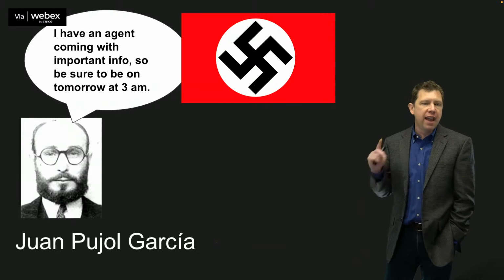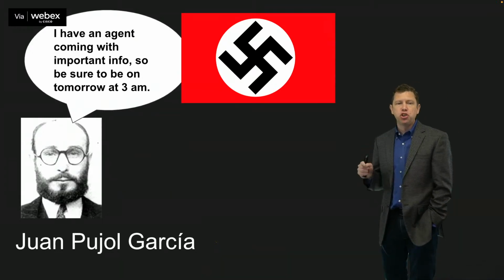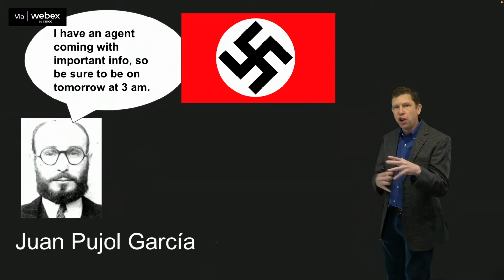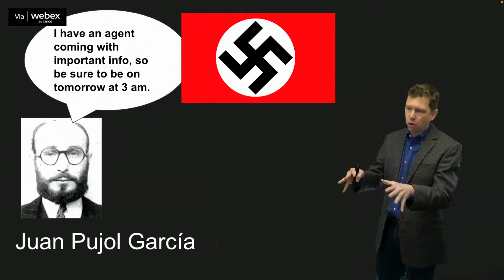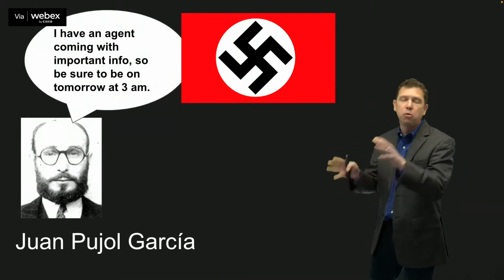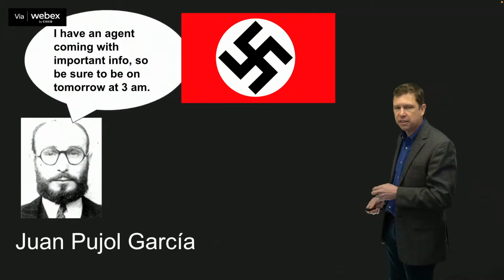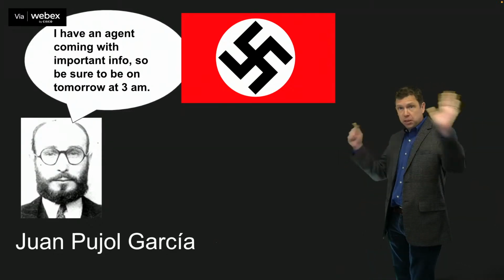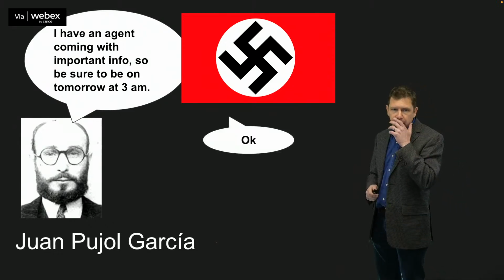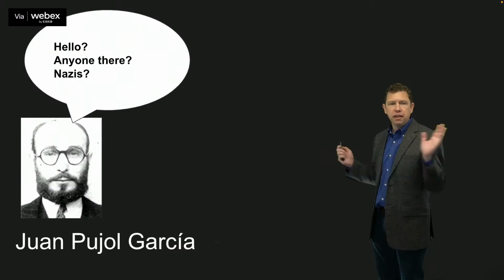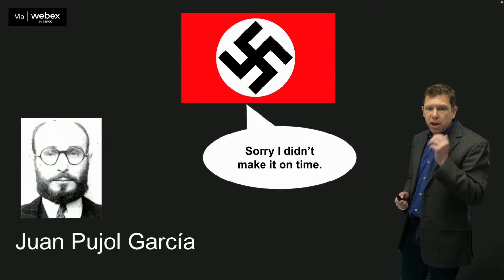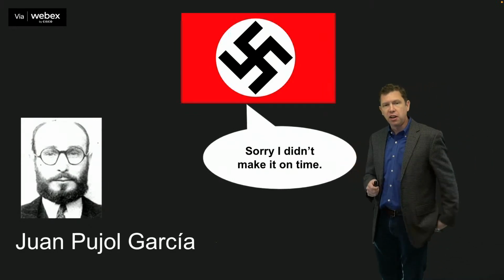Pujo says, I have an agent coming with important information, so be sure to be on tomorrow at 3 a.m. He sent that information. This was very carefully calculated around the time before storming Normandy of how they were going to give information that was true, but in ways that were useless, that would mislead the Nazis. For some inexplicable reason, no one knows, the Nazis actually did not show up at 3 a.m. So they say they're going to show up next day, 3 a.m. Hello, anyone there? No one's there. 8 o'clock in the morning, the Nazis show up and say, hey, sorry, I didn't make it on time.